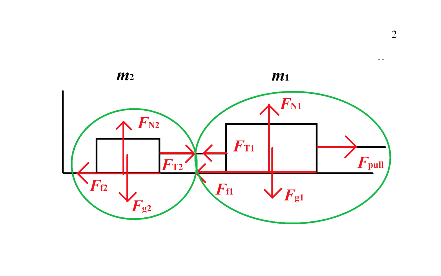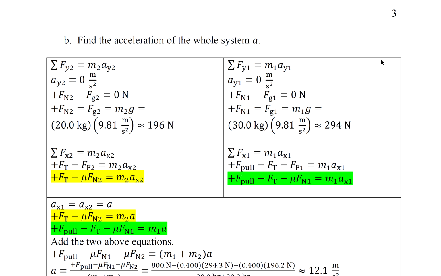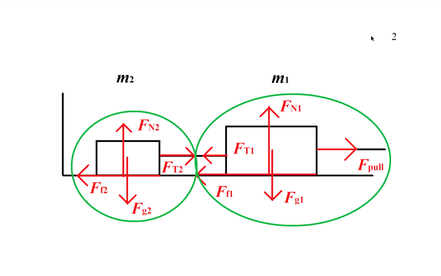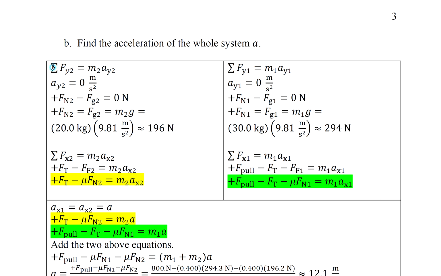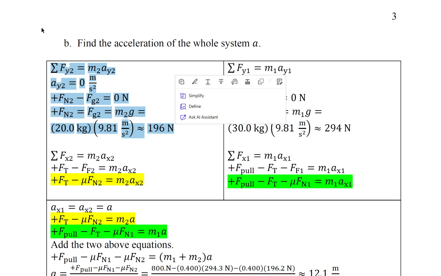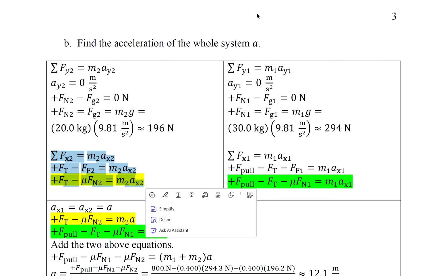So here I've clearly labeled the forces on both objects. Part B, find the acceleration of the whole system A. So we have two objects. Each object is going to have the equation sigma F equals ma on the x-axis and on the y-axis. So this is sigma F equals ma on the y-axis. We find force normal 2. This is sigma F equals ma on the x-axis.